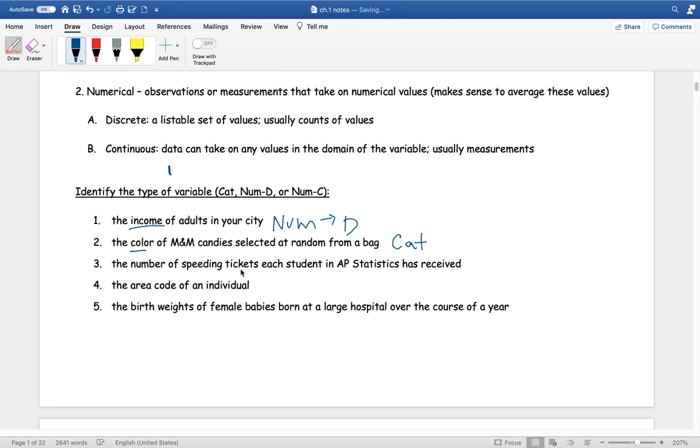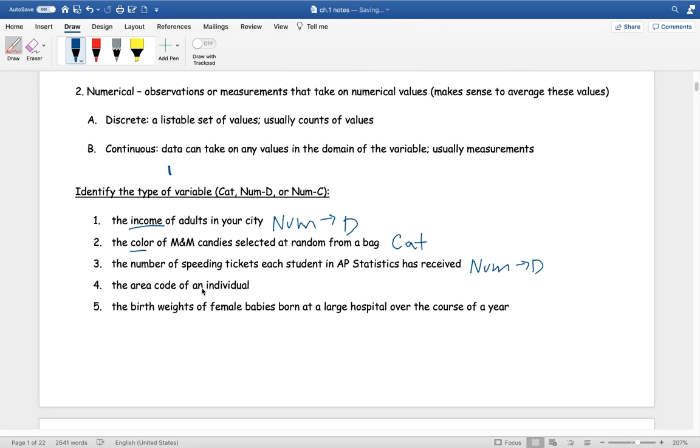Number 3, the number of speeding tickets each student in AP Statistics has received. I hope this is 0 for everybody, but we can count those. We can count 0, we can count 1, we can count 2. We can average how many speeding tickets the AP Statistics class has received. So it is numerical. And you're not going to have a half of a ticket. So we do have a fixed decimal. It is a count. So it is numerical discrete.